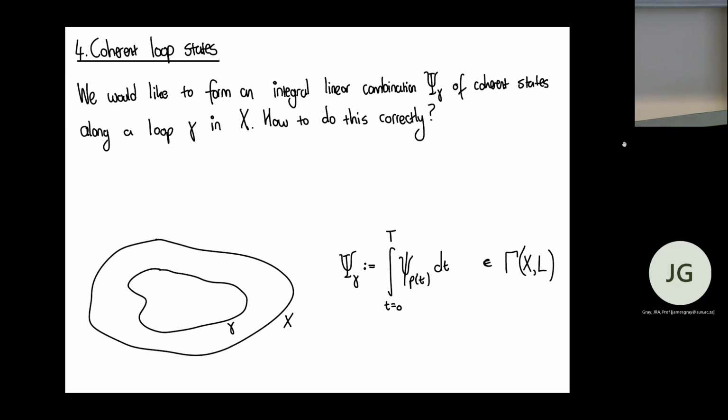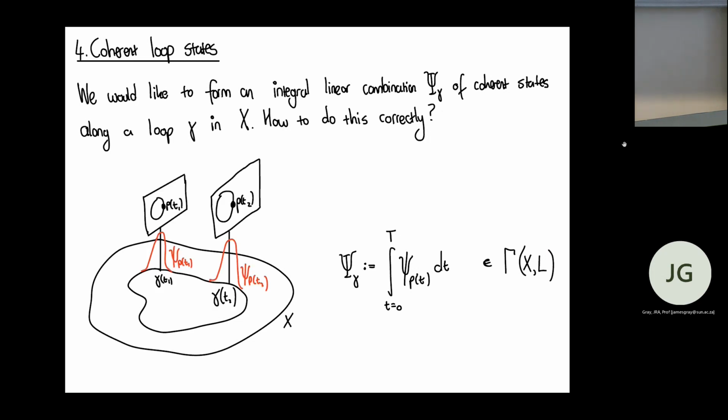Let's just be clear what I'm saying. Here's my manifold X. I've got a loop in X. At each point in X, I've got to pick a vector in the space of holomorphic sections, and I want to add them all up around gamma to get a new vector. So I want to integrate over gamma of the coherent states at each point along gamma. How do I do this correctly? Remember, the coherent state is indexed by a point P in the unit circle. So what points P must I choose?